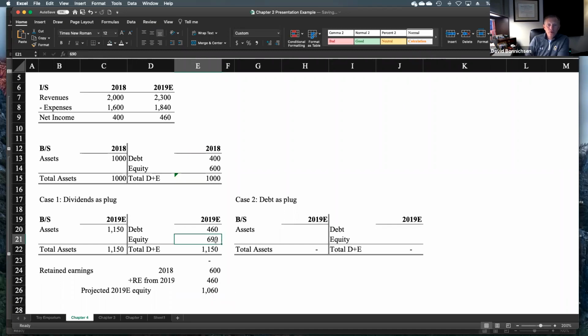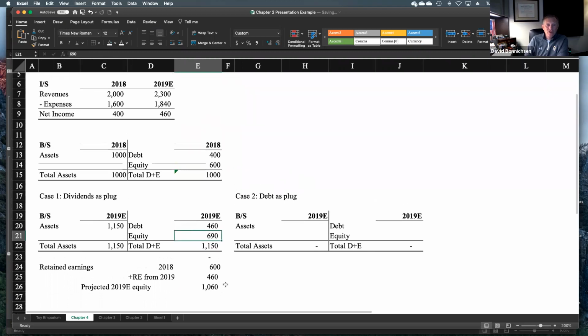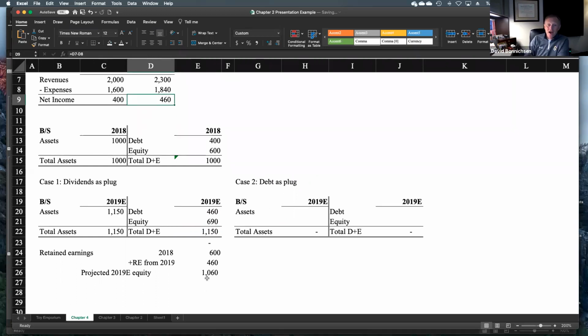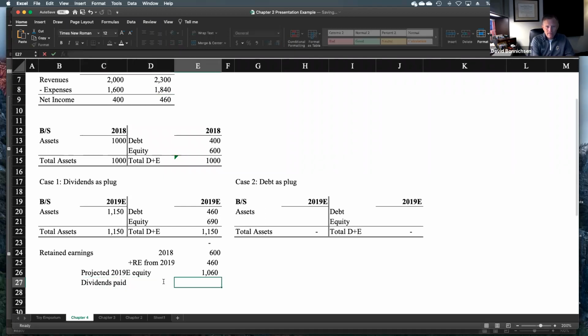But now we already did the math. We said equity is going to be our plug. So we know that equity has got to be 690. So now the question is, of this 460, how much did we pay in dividends? Because remember, net income equals dividends paid plus addition to retained earnings. So if we know that the equity has got to be 690, we know that the projected 2019 equity with retained earnings without any dividends paid was 1060, but we know it's got to be 690. We know it's that minus the 690.